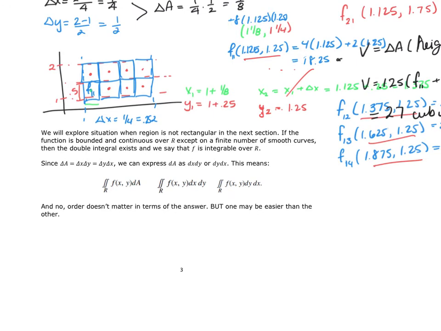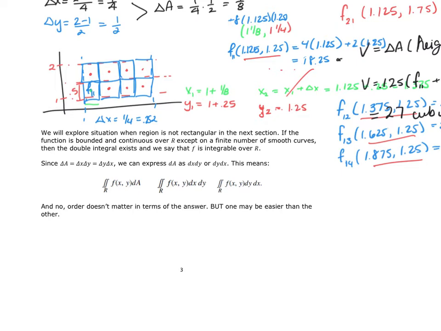in the next section, we're going to explore when the region is not rectangular. But right now we are, so we're staying in the land of rectangular. If the function that we are looking at right now is bounded and continuous over R, except for a finite number of smooth curves, then the double integral exists, and we say that f is integrable over R.